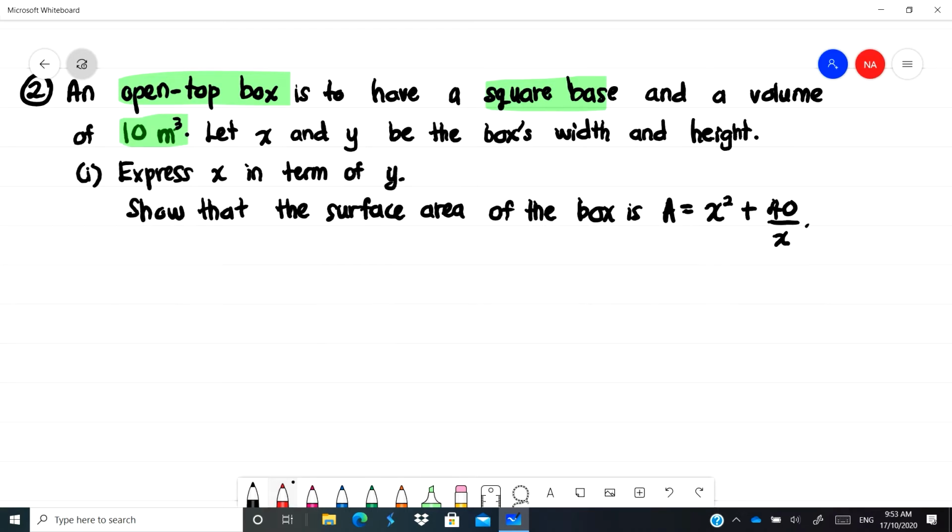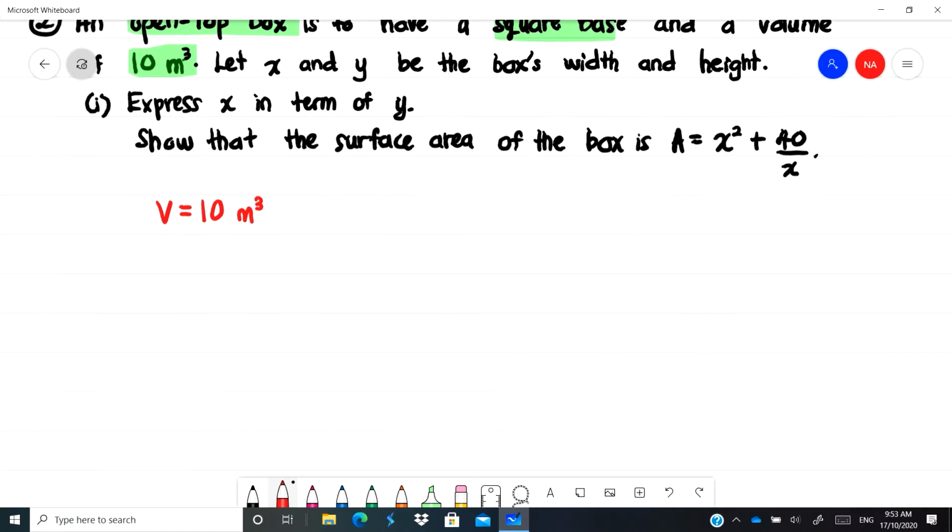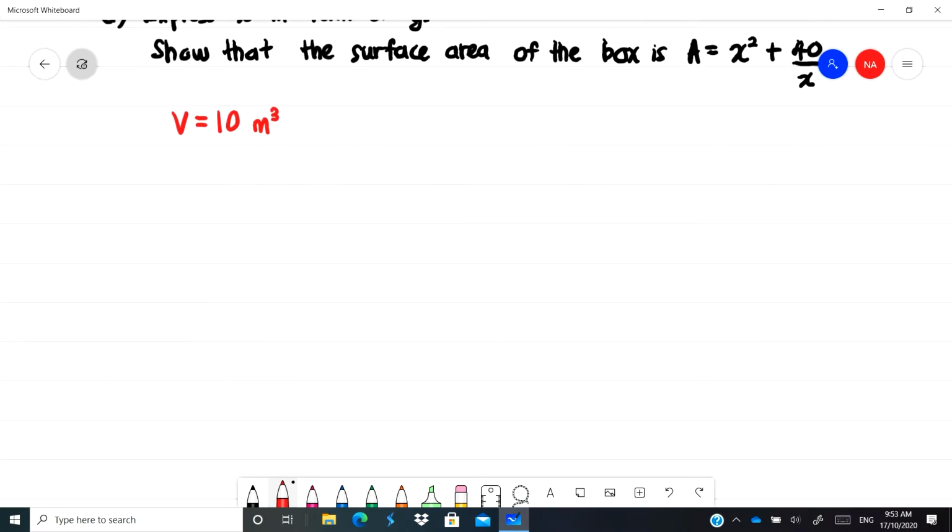So please take out all the formula. So V is actually 10 meter to the power of 3. So let x and y be the box's width and height respectively. So let's just sketch the box. We'll have something like this. It should be a square base.